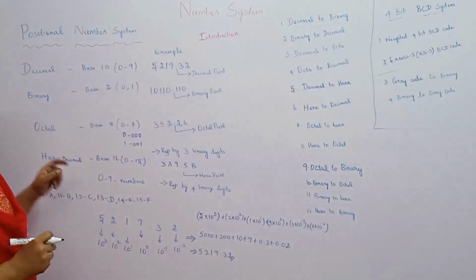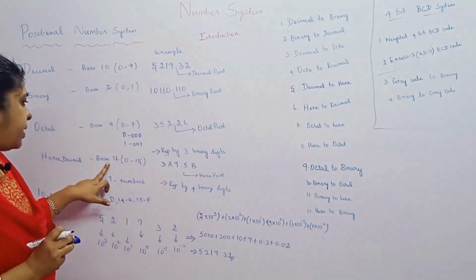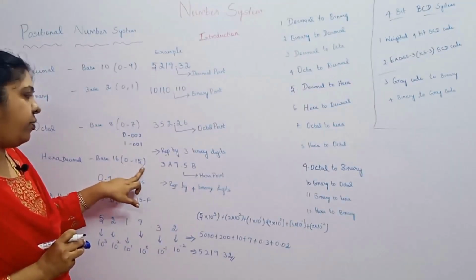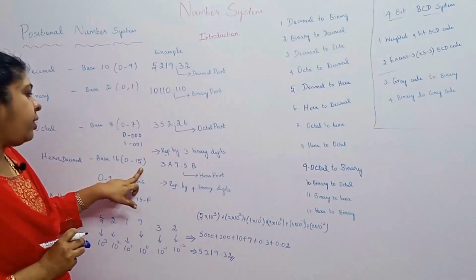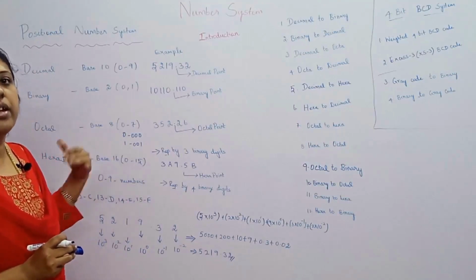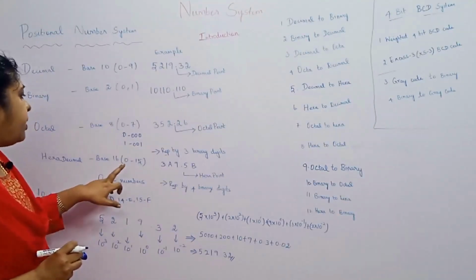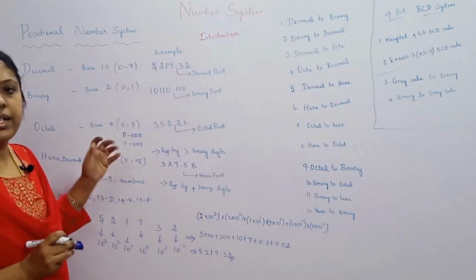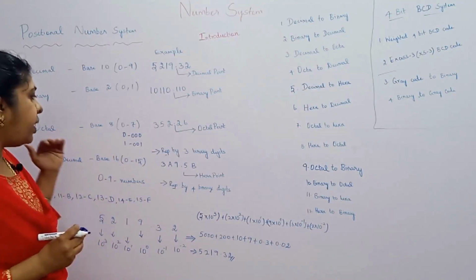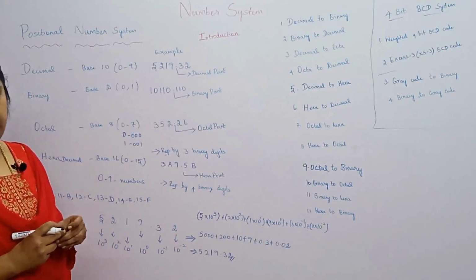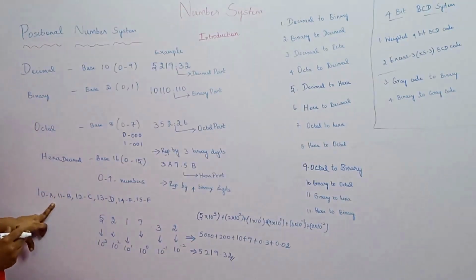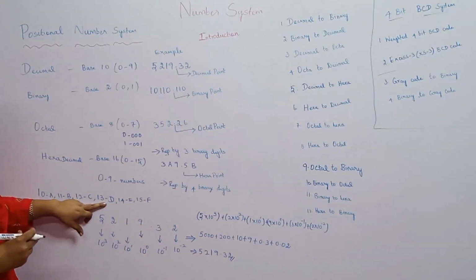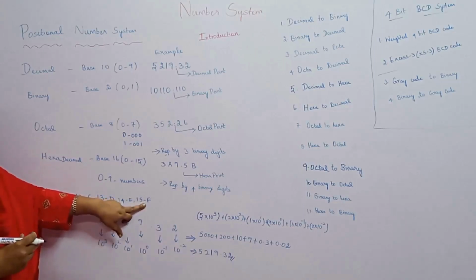The next one is the hexadecimal, which has a base of 16 and consists of digits 0 to 15. You first have to know how 0 to 15 are represented, and then we will talk about the example. The numbers 0 to 9 are represented as they are. Then how are the numbers 10 to 15 represented? 10 is represented by A, 11 by B, 12 by C, 13 by D, 14 by E, and 15 by F.